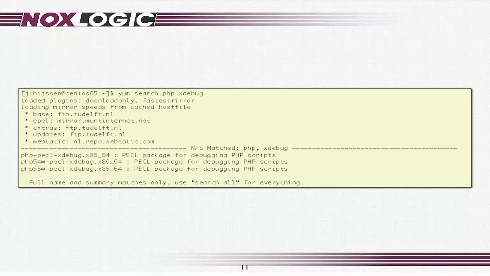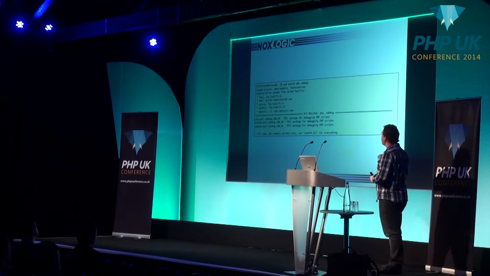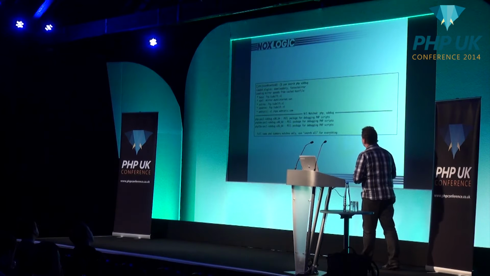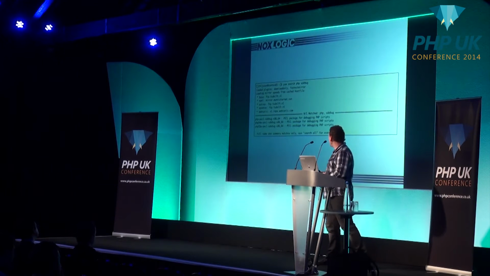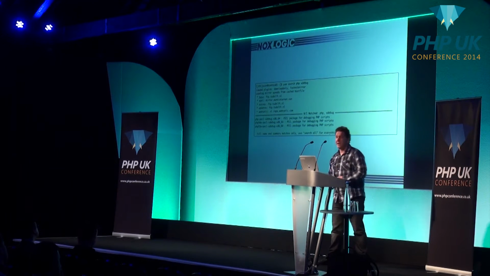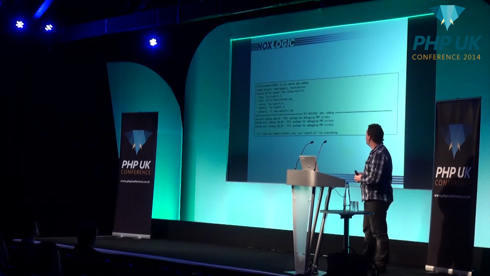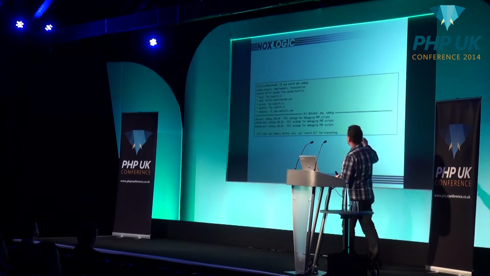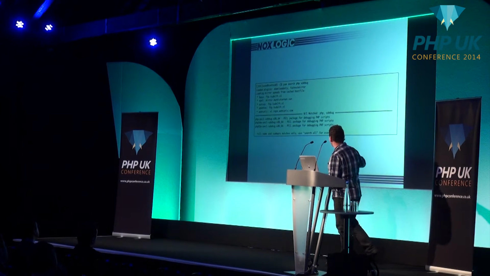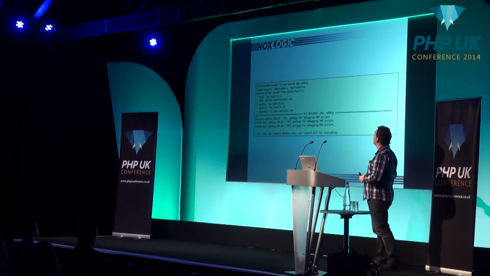There will be a lot of code on the screen, a lot of output. So hopefully you can all see this. What I do here is I have a system, in this case a CentOS system, and I want to search for a package called Xdebug. I want to install Xdebug on that system. So what I do is something like yum search, in this case for the keywords PHP and Xdebug.